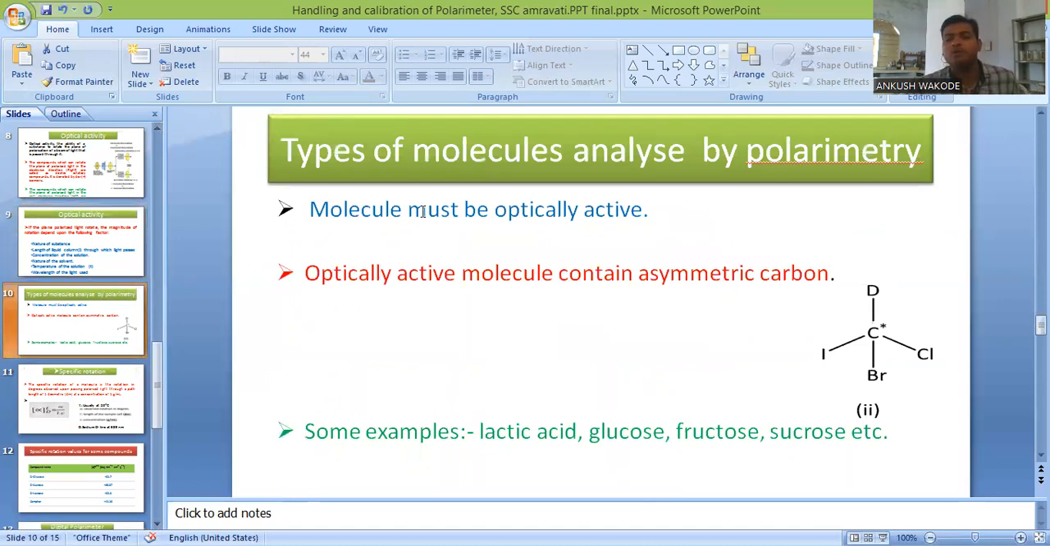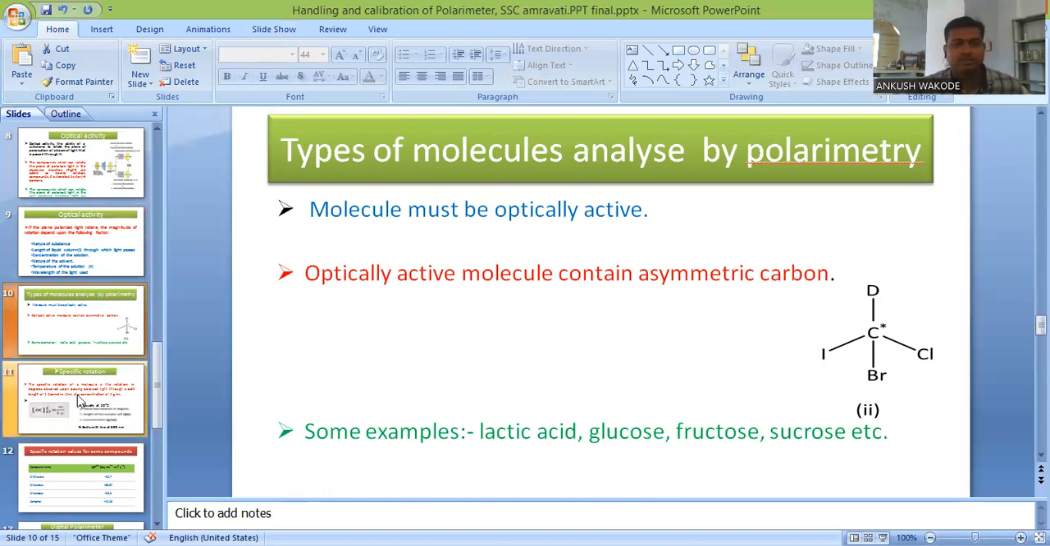So next, the types of molecules analyzed by polarimeter. As we know, the molecule should be optically active. We can analyze some inorganic samples as well as organic samples having optical activity. Optically active molecules contain an asymmetric carbon. So this is an example of an asymmetric carbon containing compound, which shows optical activity. Again, some examples where an asymmetric carbon is present are lactic acid, glucose, fructose, sucrose, etc., which show optical activity, and such kinds of molecules can be analyzed by this polarimeter.